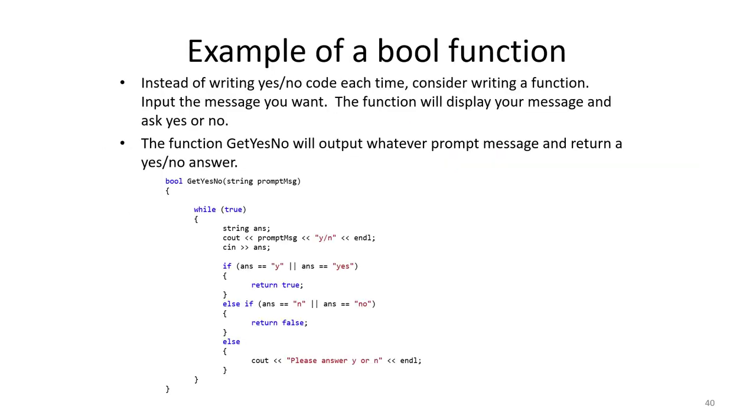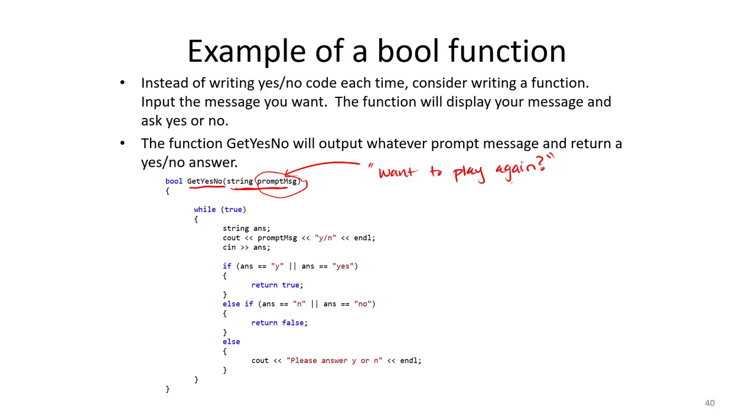Let's look at an example of a bool function. So here's a nice little function that leverages bool. In this case, we have written this function definition called get yes no. And notice what this function does. It will basically take the message that we give it. So we could say, for example, want to play again. Right? We could give any sort of yes no question we can put inside prompt message.